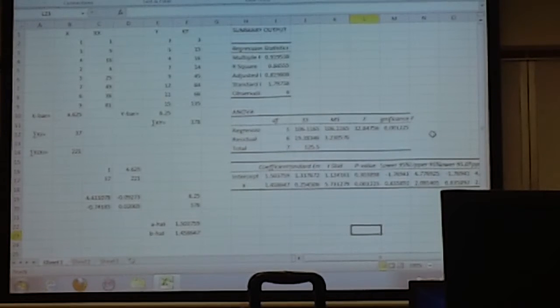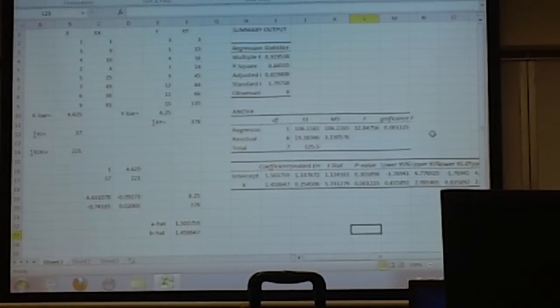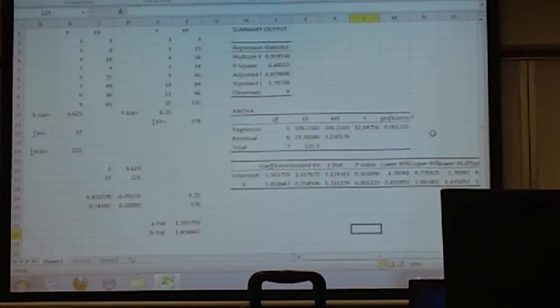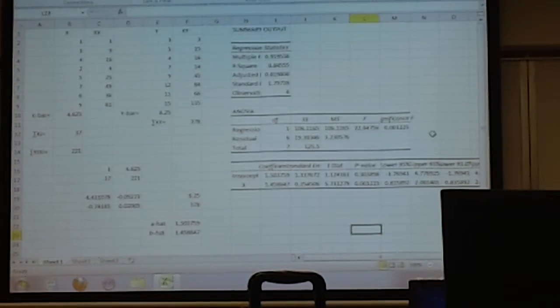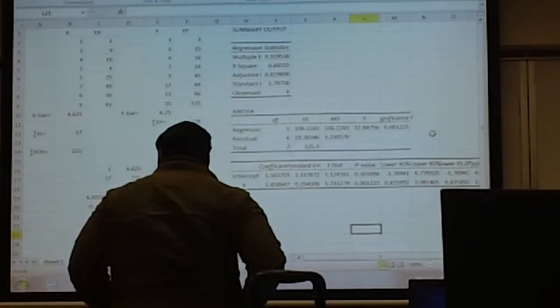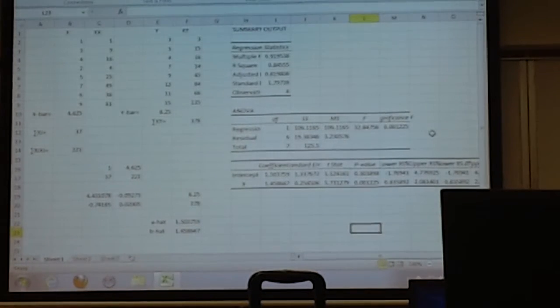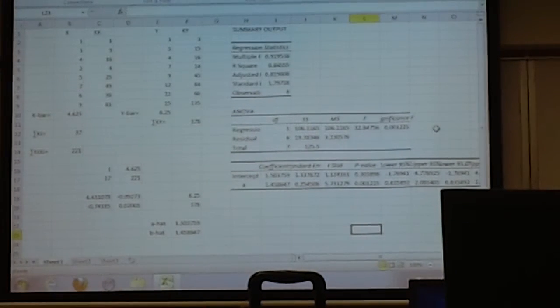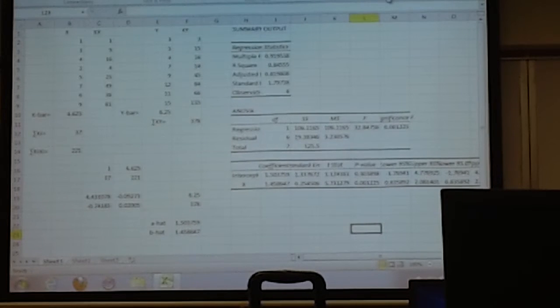A hat is actually the intercept. That's all it is. It just shows you where the points are on the actual regression. B hat is the slope of the line. This is a linear regression, so that's just the slope at any point of the line.